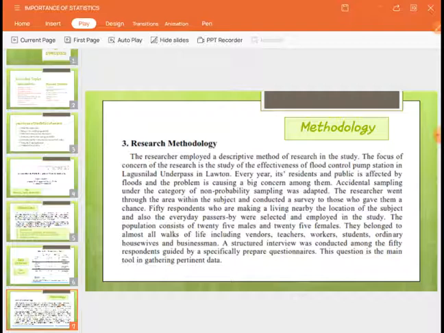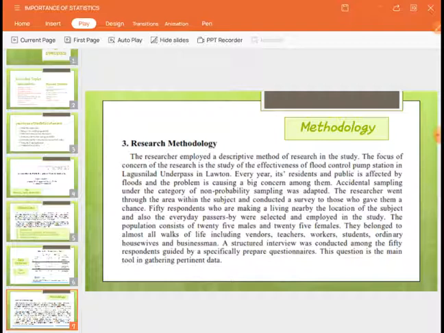So sabi dyan, the researcher went through the area within the subject and conducted a survey to those who gave them a chance. Kung sino lang yung nagpa-unlock. So 50 respondents who are making a living nearby the location of the subject and also the everyday passers-by. So yung kanyang respondent ay galing dun sa malalapit na tao dun sa location, including yung mga dumadaan lang. The population consists of 25 males and 25 females.